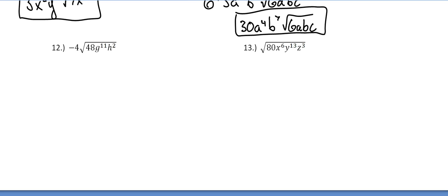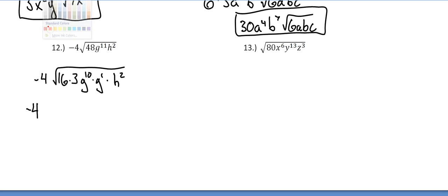If I take a look at the next one, same kind of thing. That -4 is just going to kind of tag along for the ride. 48 is a 16 times 3. G to the 11th, closest without going over, is a 10. And then h to the 2nd is already divisible by 2. It's fine the way it is.